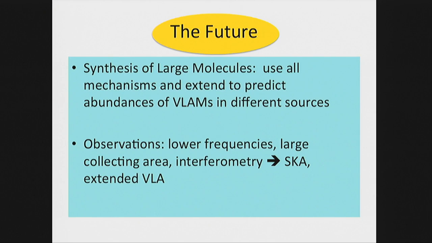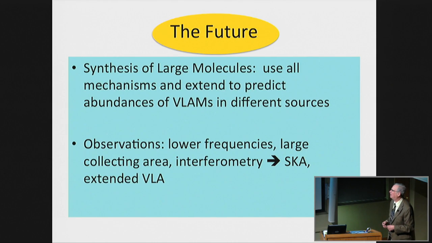Future: synthesis of large molecules. Well, I say we're going to try to find out which mechanisms are important under which conditions. It's become very complicated. It might be that interferometry will help us because we'll have very specific regions with very specific molecules, and maybe, we'll see. And we may be able to extend this to the very large astronomical molecules. Observations of these large ones will, I think, tend to go towards lower frequencies. You need not only large collecting area and either interferometry or very good velocity separation. The Square Kilometre Array and the extended VLA would be the sort of telescopes to use.